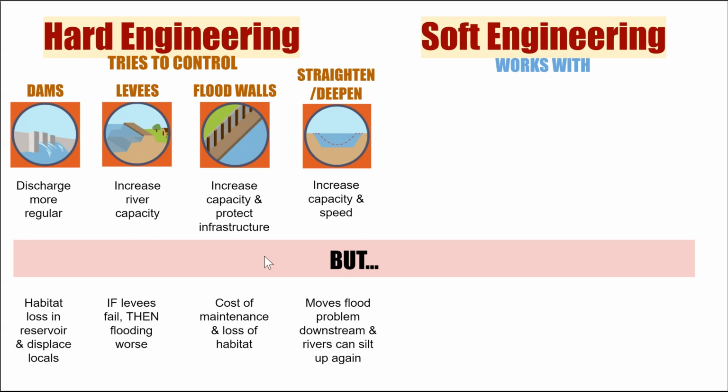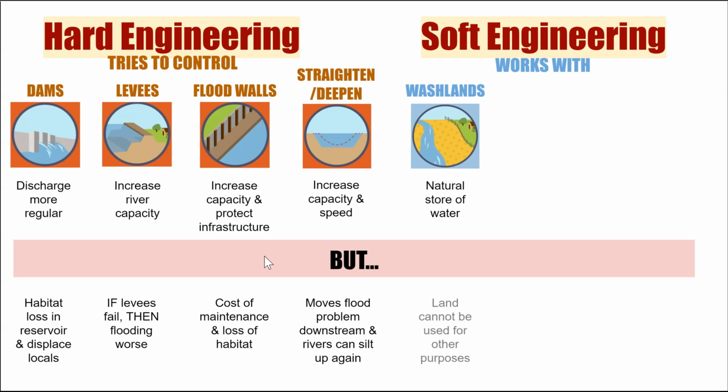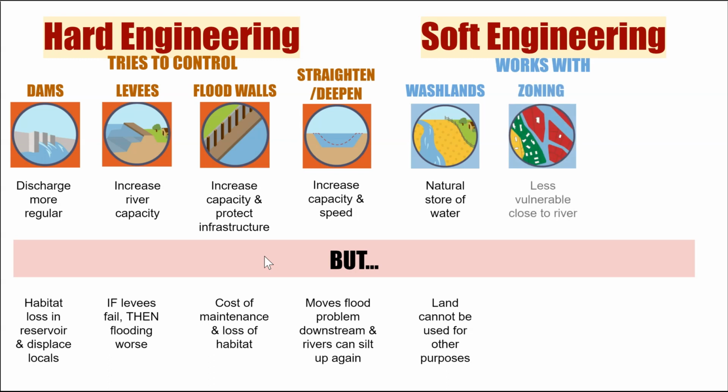So on the other side then you've got soft engineering. You've got your washlands. They use the natural store of the water. You can use the land for other purposes, but again, that's maybe not a huge problem. Land use zoning. The less vulnerable land uses are closer to the river, the more valuable ones further away from the river. Downside: some more valuable land uses may not be able to be relocated, and therefore you might have to use some of the hard engineering strategies there.